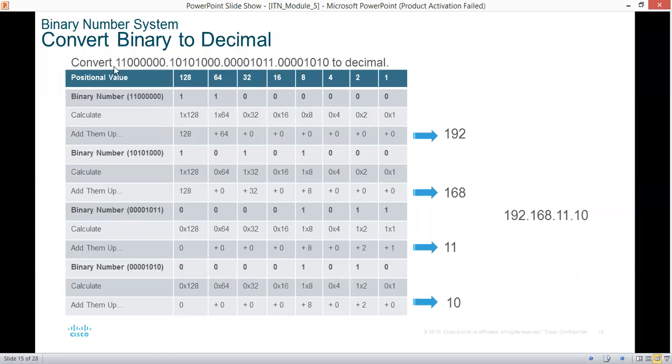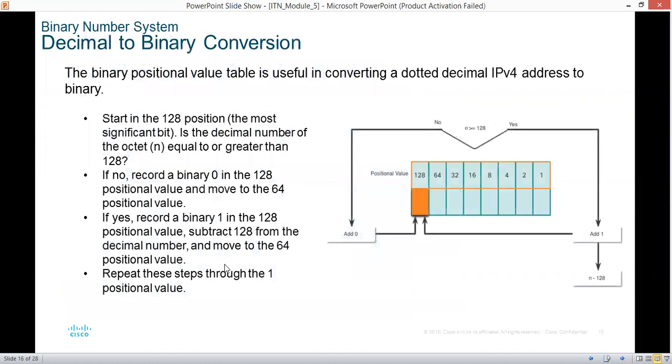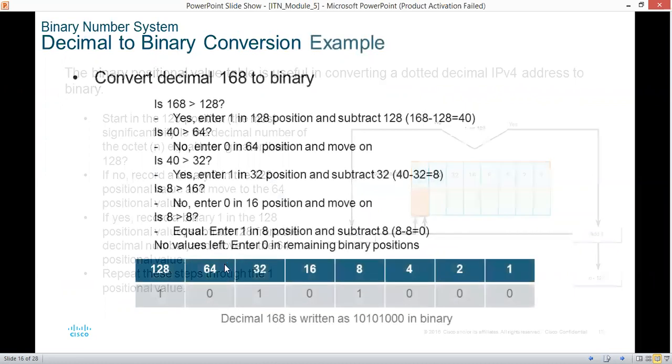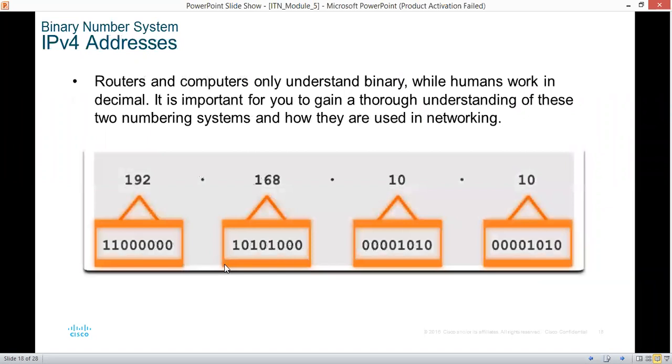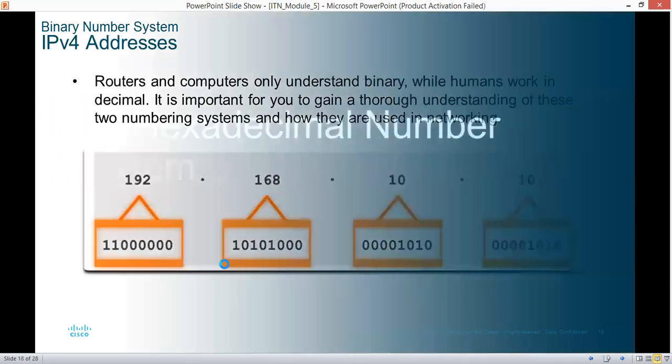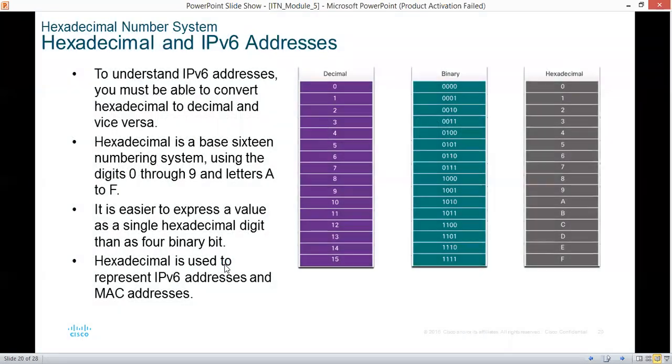So look at it here. They're trying to convert 11000000.10101000.00001011.00001010. Are you seeing it up here? Now, when you do all this conversion, you get 192.168.11.10. This is something you should also practice on your own and see. So that's decimal to binary. Please, we need to do a lot of practice with this and then be able to show it to our students. It will come a little bit.